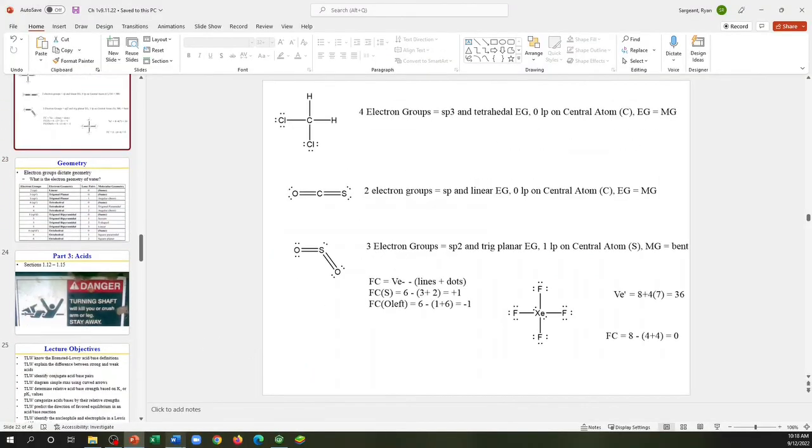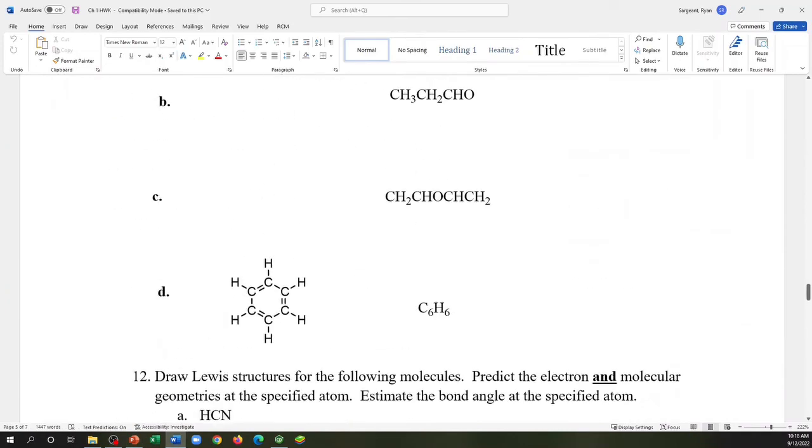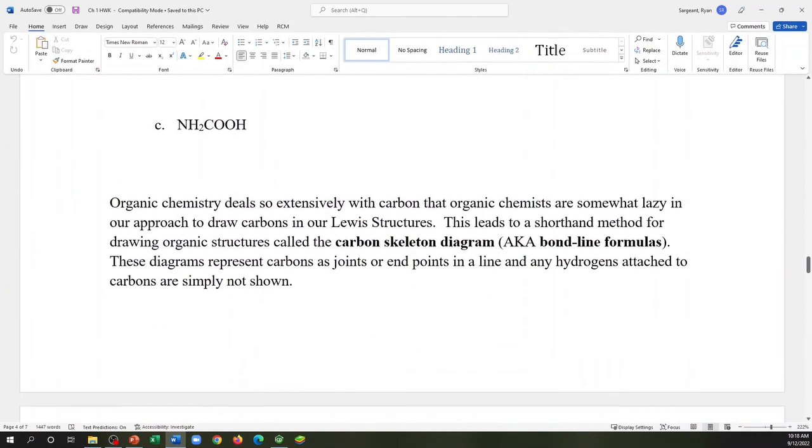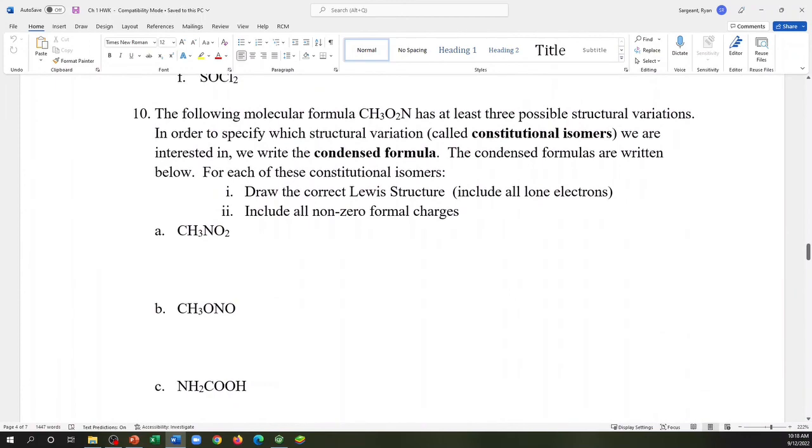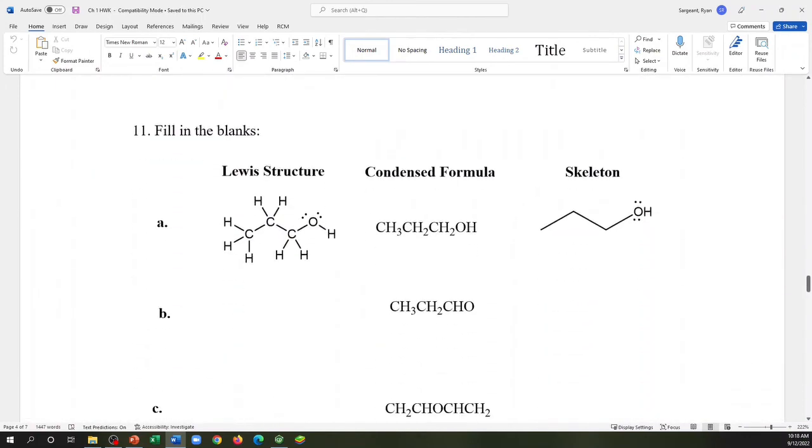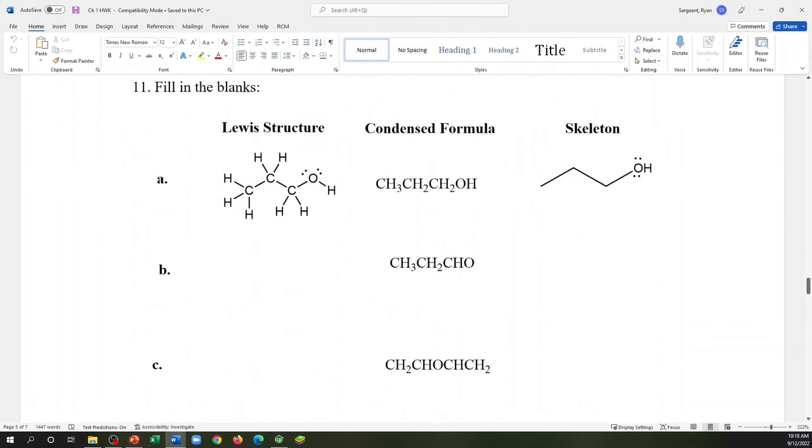Okay, so let's go back to that homework assignment and talk about this question right here. This one kind of is self-explanatory. I'm going to see if you can figure that out without me. But let's talk about this. So this is a Lewis structure in all of its glory. It's beautiful. All the carbons are drawn out with their hydrogens.